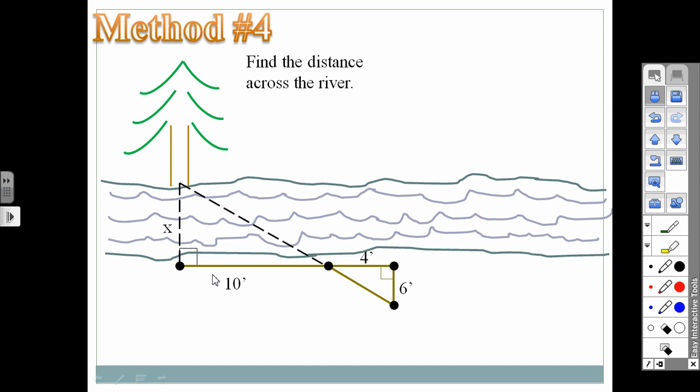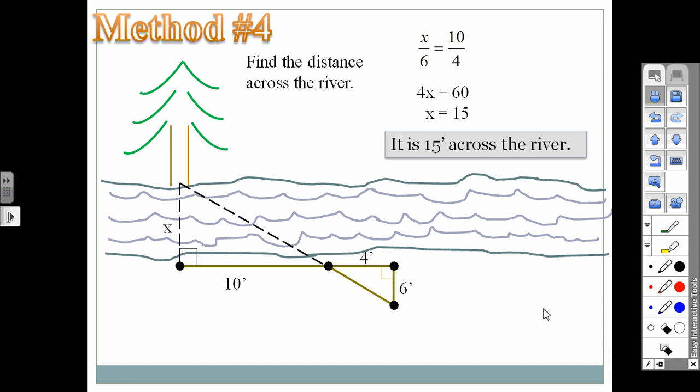You don't need to know the logistics of it, you just need to recognize that there are similar triangles here, right? So we got vertical angles, we got right angles, we're good to go. So we're going to set up our proportion. We're going to do x is to 6 as 10 is to 4. And then when you simplify, you end up getting x is 15, so the river is 15 feet across.